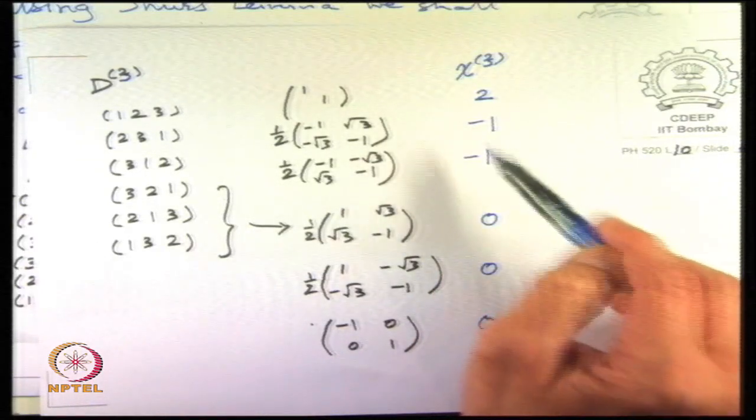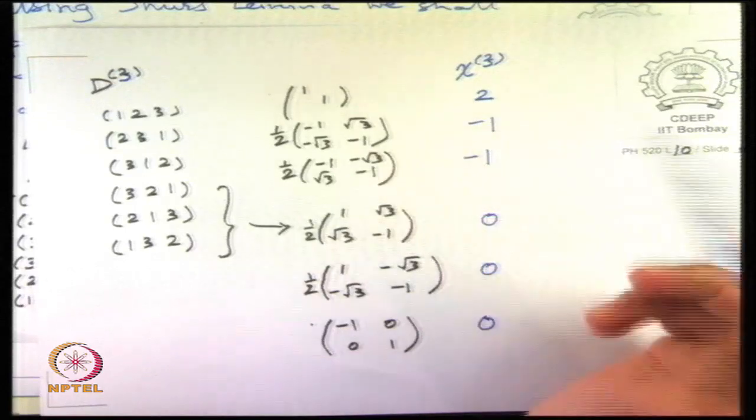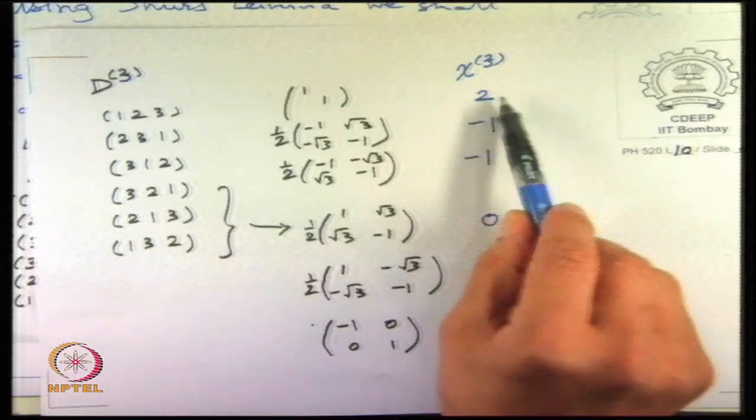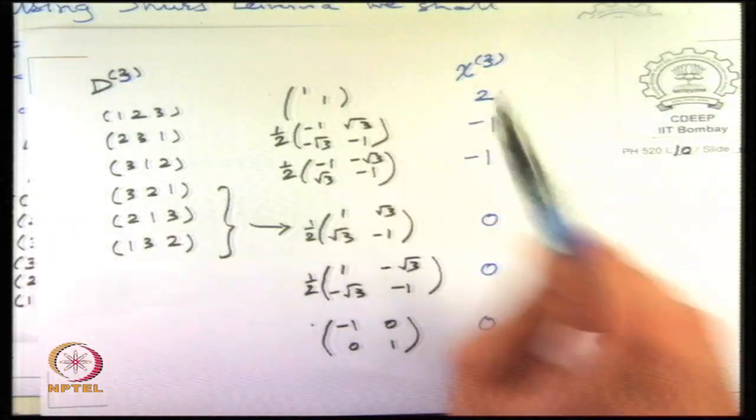So these two, remember that the identity is always in its own conjugacy class, because G H1 G inverse equals H2, but if H1 happens to be the identity, then G inverse will always give the identity. So the identity is in its own conjugacy class, so it is by itself. It has its character 2.